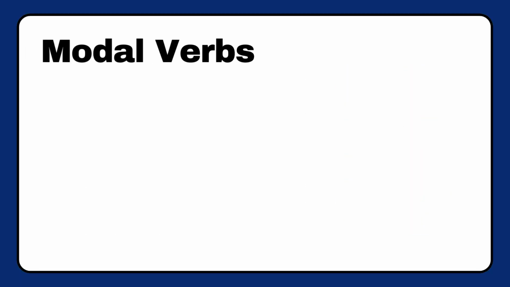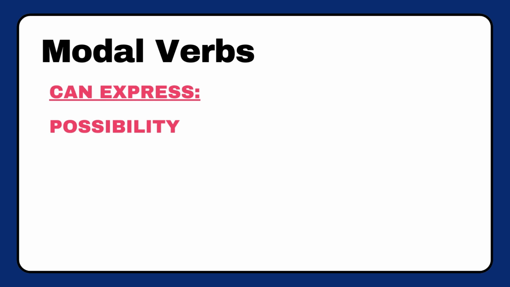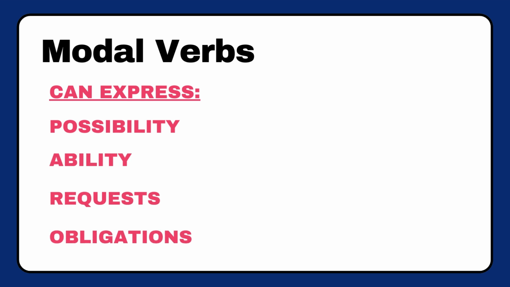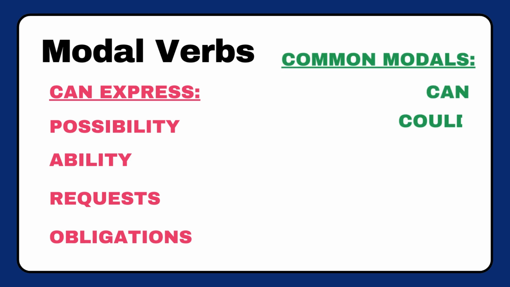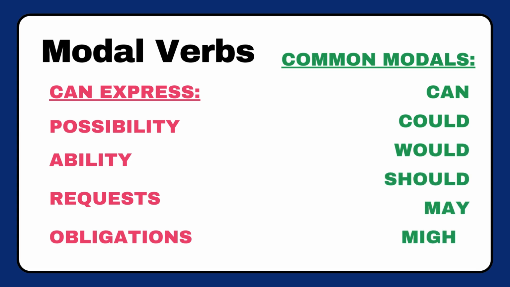Let's talk about modal verbs first. I do have a separate video that goes into modal verbs in much more detail, and I'll link it down below. Modal verbs are used to change the meaning of the main verb. We use them to express things like possibility, ability, requests, and obligations. The most common modal verbs include can, could, would, should, may, and might. There are others you may have learned as well.